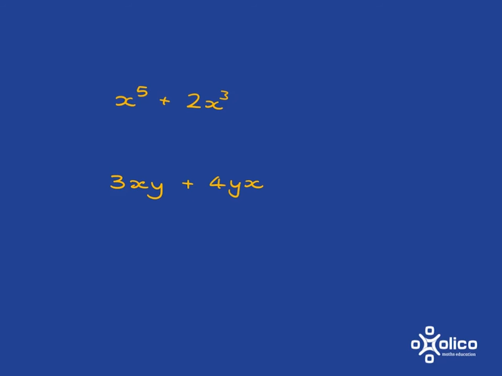3xy plus 4yx, at first glance, xy and yx don't appear to be exactly the same thing. But you should know that if you multiply, it doesn't matter the order in which you do it. So 10 times 2 is the same as 2 times 10. So x times y is the same as y times x. And so xy, which is x times y, is the same as y times x. And so these two, in fact, are like terms because this is just 4xy. And so in total, you've got 7xy.